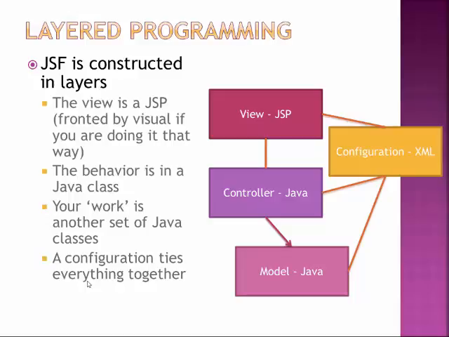The controller is the logic that goes into what happens when a user presses a button. I press the add button, what happens? I press the delete button, what happens? I click on a link, what happens? The controller manipulates the model, pulls data from the model, and puts it back and sends it to the right page to be able to render that data. And the configuration ties all this stuff together.